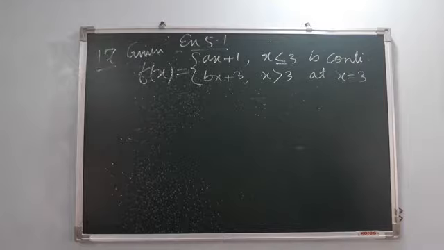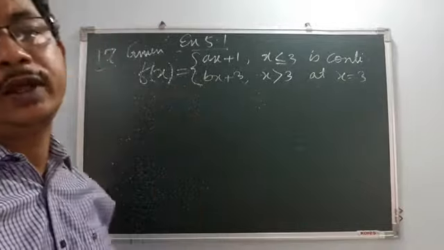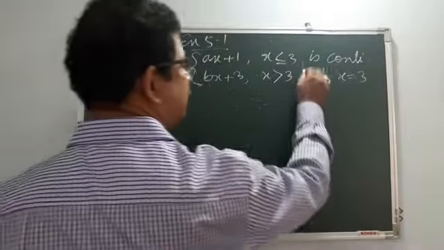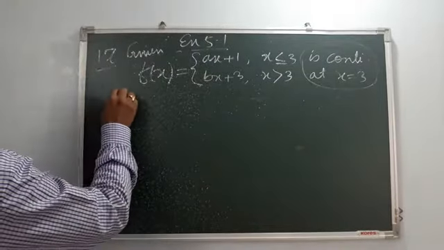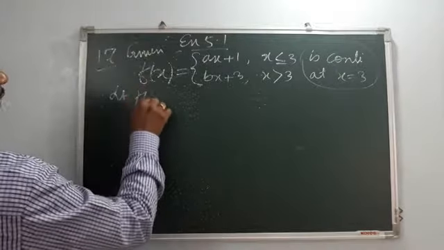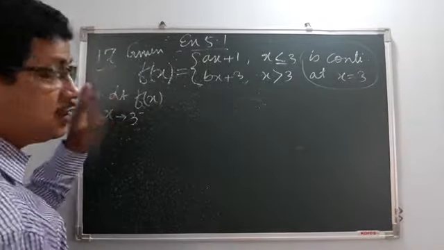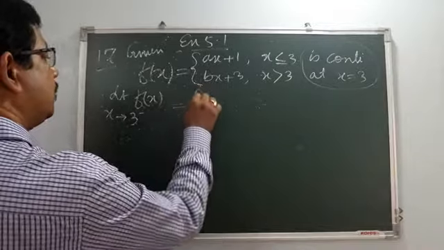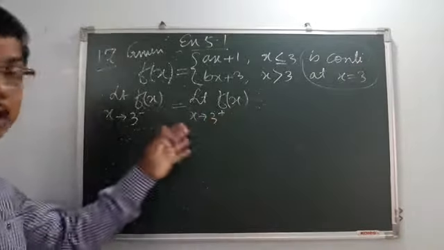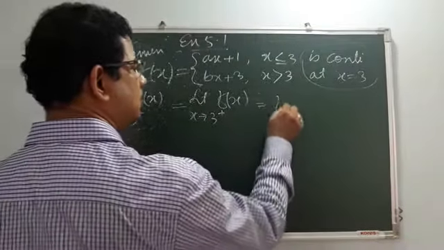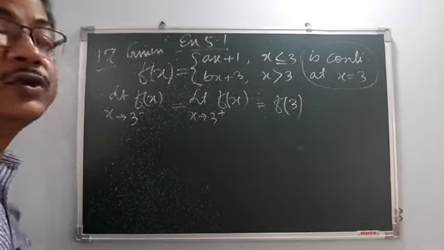Now what do we have to prove here? We have nothing to prove. We have to find something. What? The values of a and b. As it is given, this is continuous at x equal to 3. Of course, the limit of f(x) as x tends to 3 minus, which is our LHL, should be equal to the limit as x tends to 3 plus, RHL, which is equal to f(3). They are all equal because it is continuous.